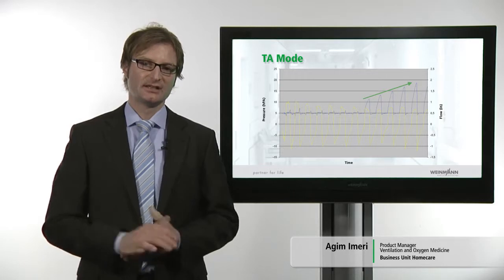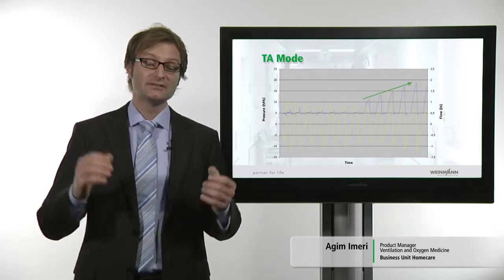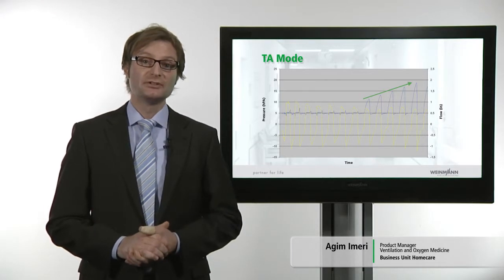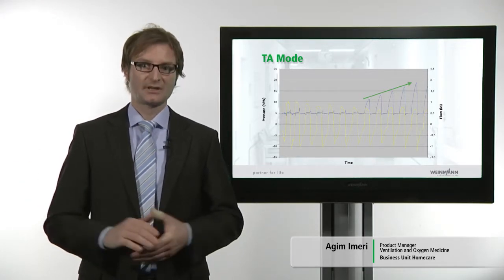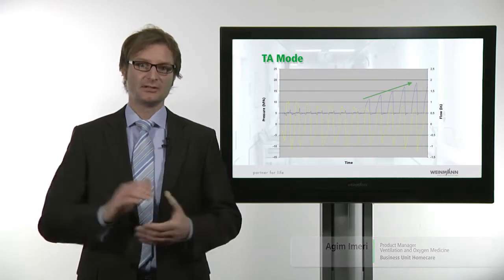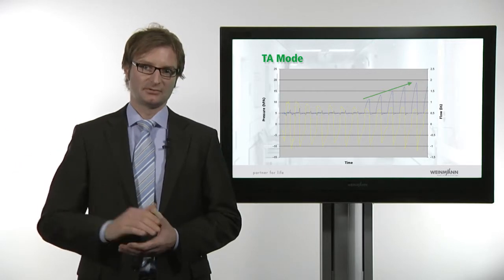If there's a significant change in the breathing pattern, for example when the patient changes position, the ventilator terminates controlled ventilation and returns to the analysis phase. The pattern obtained during the renewed analysis is then used as the basis for controlled ventilation.